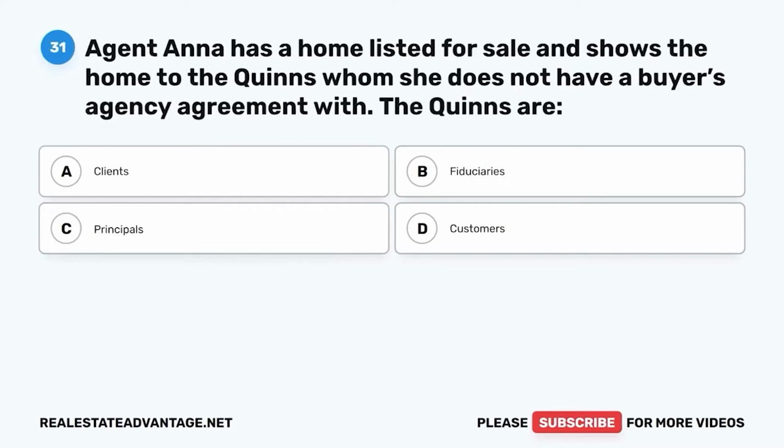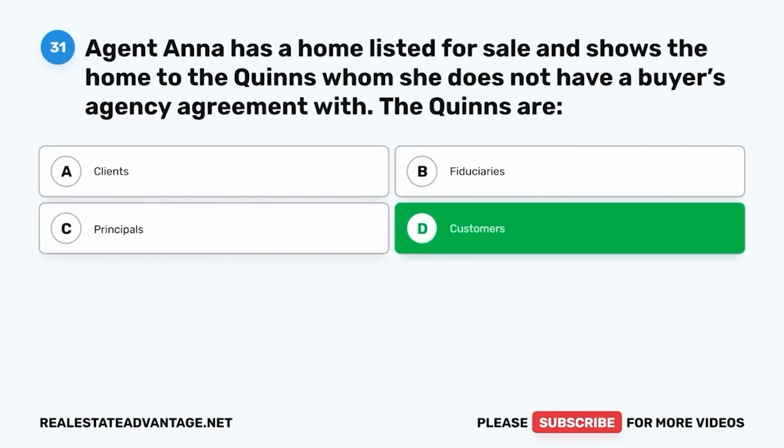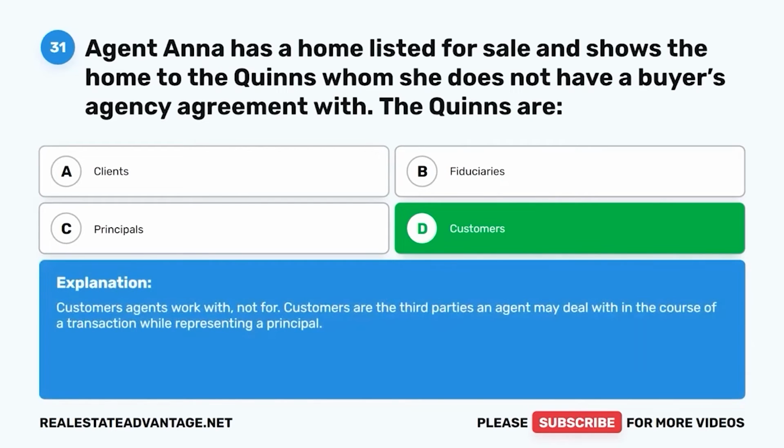Question 31. Agent Anna has a home listed for sale and shows the home to the Quinns, whom she does not have a buyer's agency agreement with. The Quinns are A. Clients, B. Fiduciaries, C. Principals, D. Customers. The correct answer is D. Customers. Customers are those agents work with, not for. Customers are the third parties an agent may deal with in the course of a transaction while representing a principal.